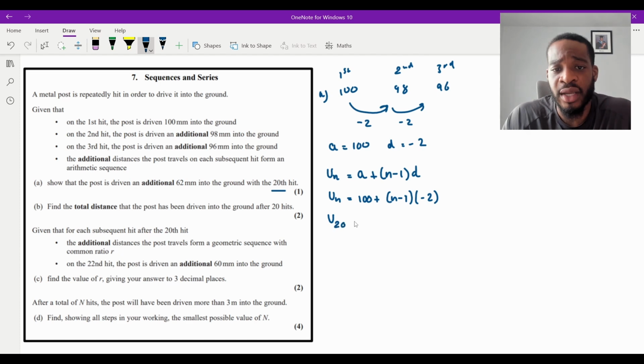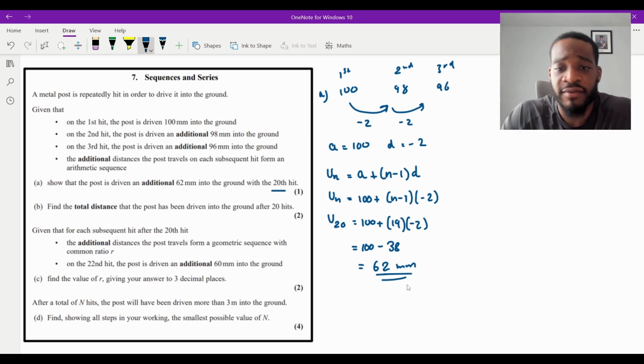So I'm going to plug in n equals 20 to give me 100 plus, and then if n is 20, 20 minus 1 is 19. And then times it by -2, that is 100. There's a minus there. 2 19s are 38, so it's 100 take away 38, which is indeed 62. So therefore it does drive 62 millimeters additionally. But yeah, that's part A, 62. Perfect. Part B, it says find the total distance that the post has driven into the ground after 20 hits.